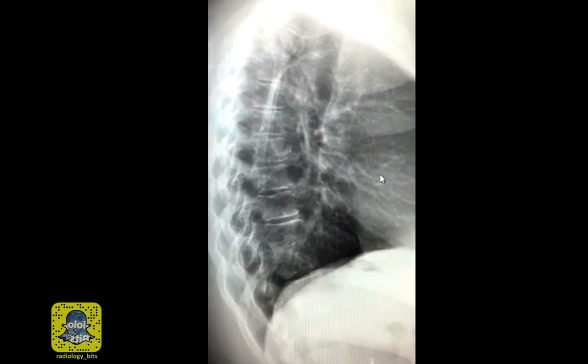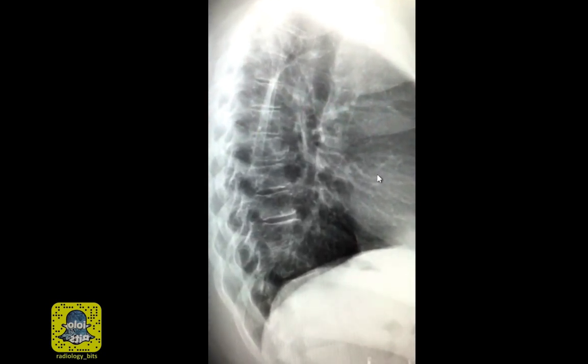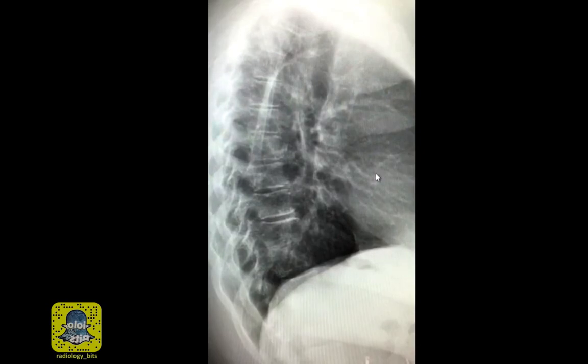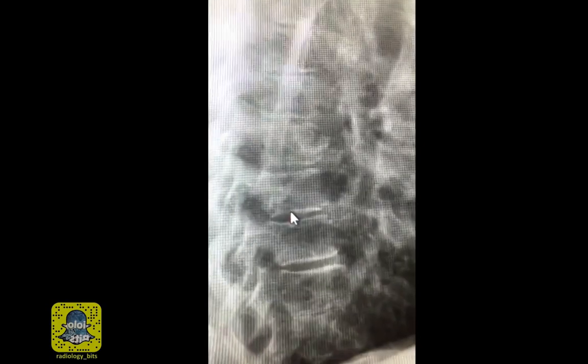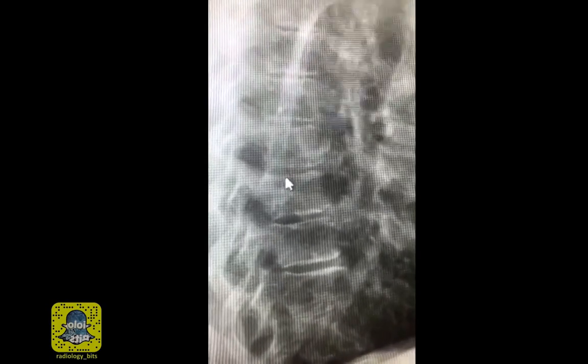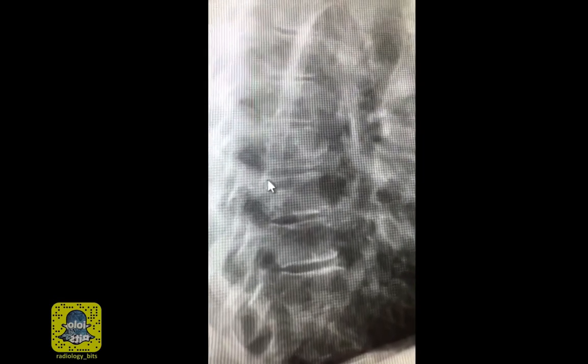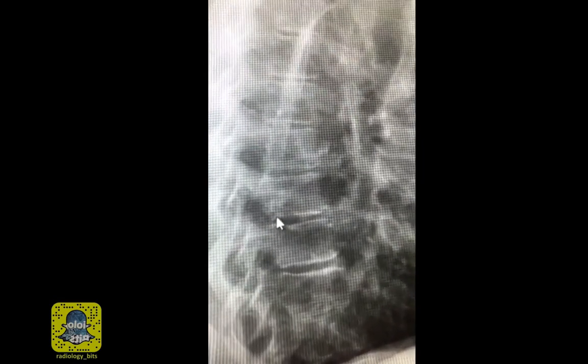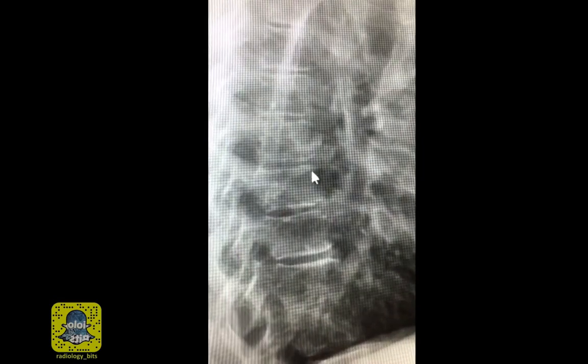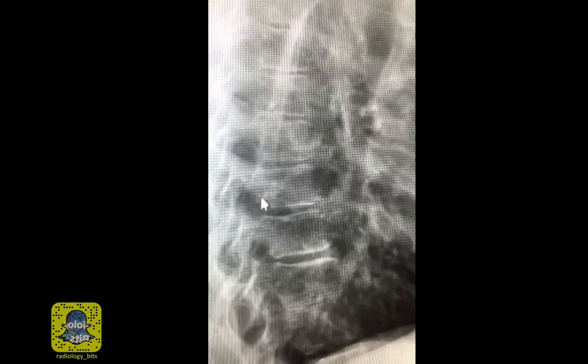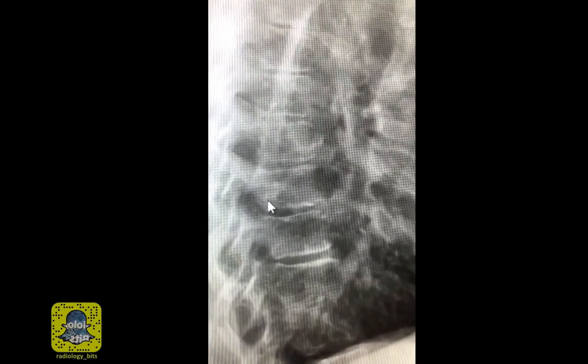And although we claim that we look at the spine on lateral chest radiographs, sometimes we look at it very quickly without being careful. This is a relatively normal vertebral body considering the patient's age. This is the superior end plate, this is the inferior end plate. You have an intact anterior and posterior cortical margin.